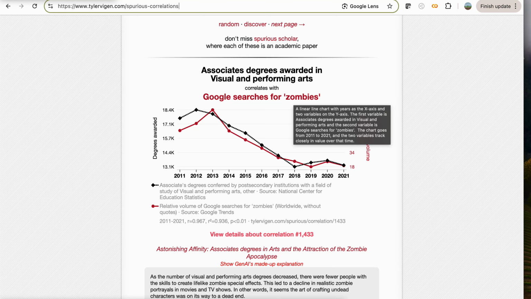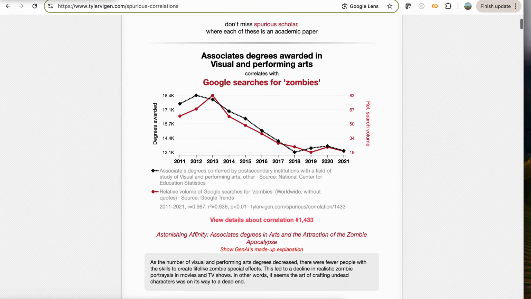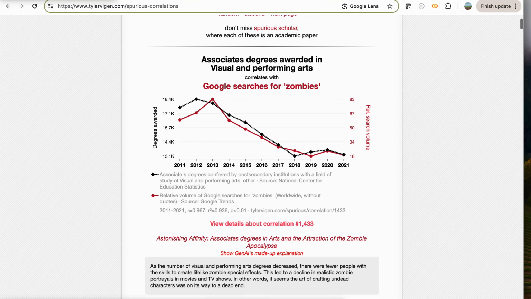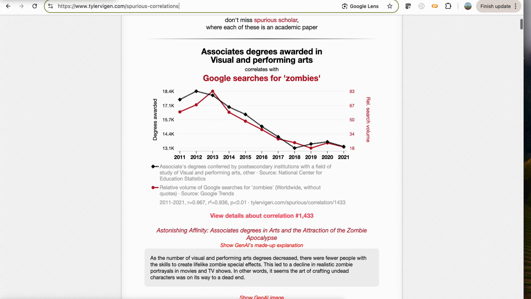you would see there is a very high correlation between the number of times the word zombies has been used to search in Google versus degrees awarded. So you see the clear correlation, that the two trends are almost similar to each other. This may look funny, how and in what way degrees awarded is related to the Google search of zombies. But if you consider correlation, it can show a higher strength between these two features.